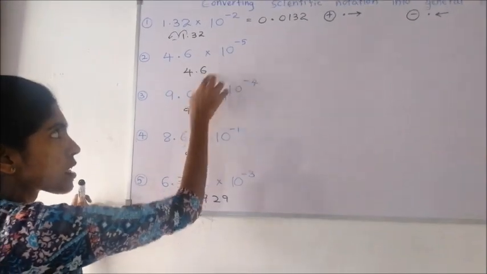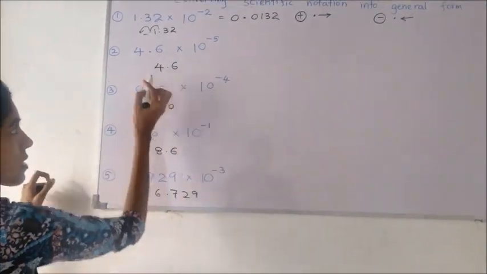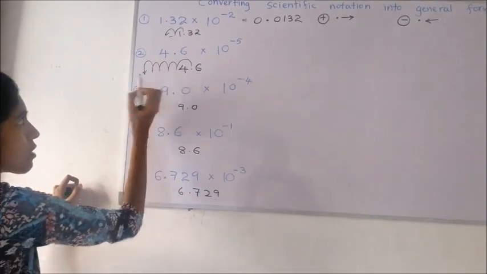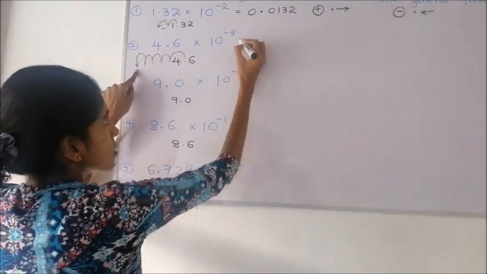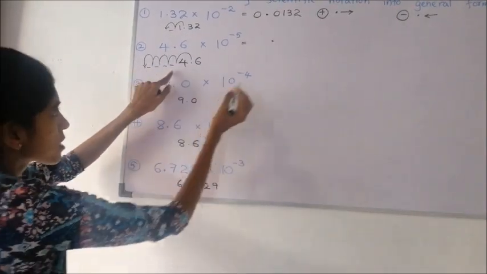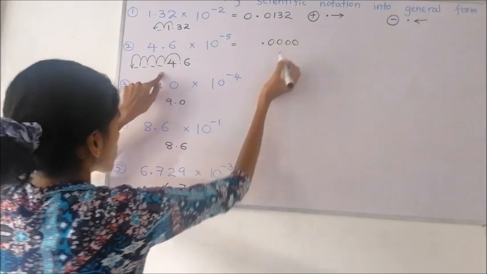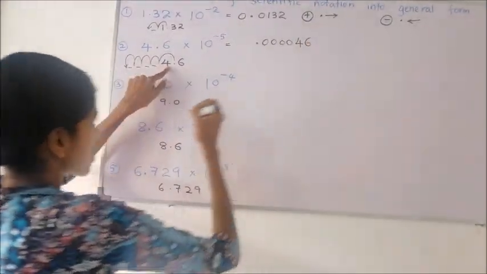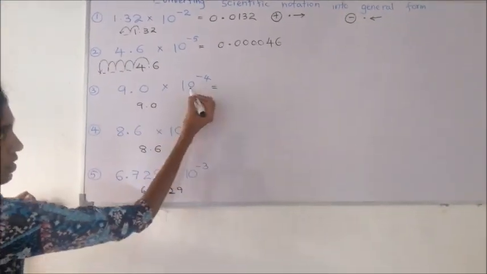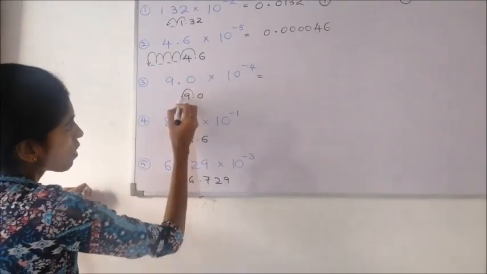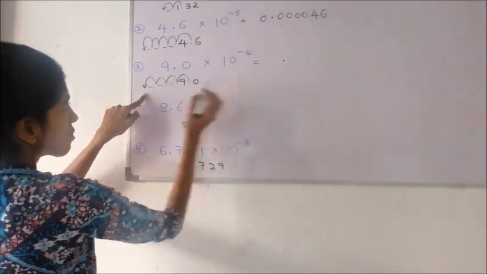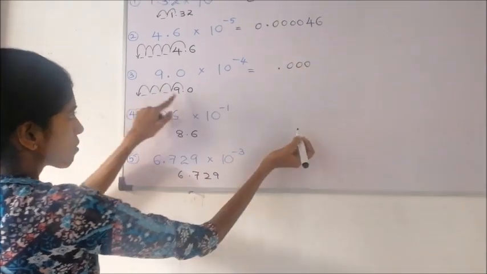Next, 4.6 and minus 5 is the index. That means 5 times. 1, 2, 3, 4, 5 times we need to move the decimal point. Now, you need to start from the decimal point. For the 4 spaces, we will put 4 zeros and then 4, 6. Before the decimal point, also 0 should be placed. Next, 10 to the power minus 4. See, 1, 2, 3, 4. Now the decimal point is here. For the 3 spaces, we will put 3 zeros and 9.